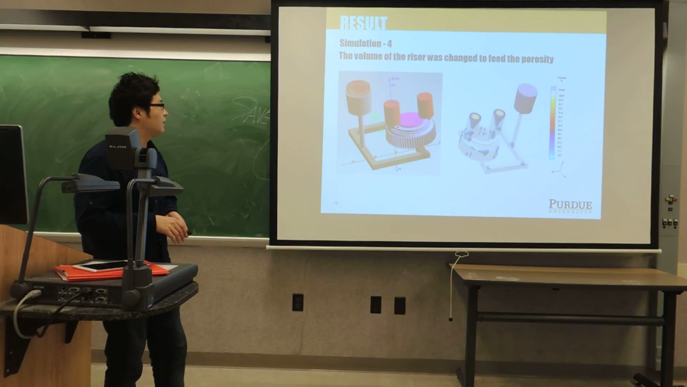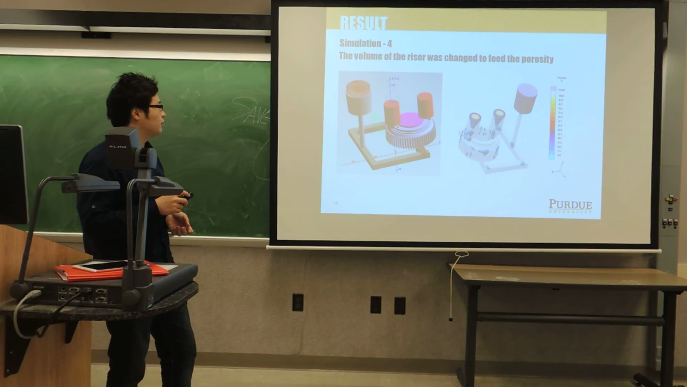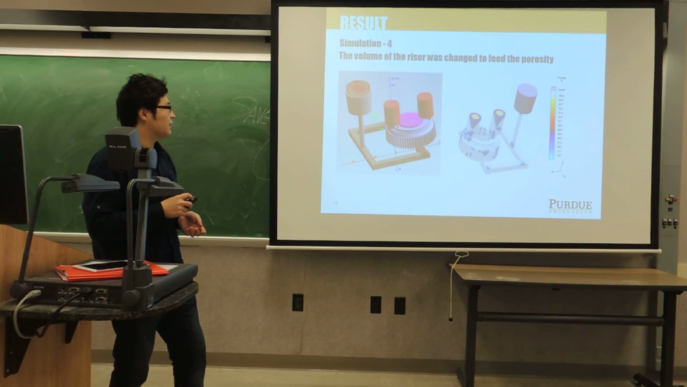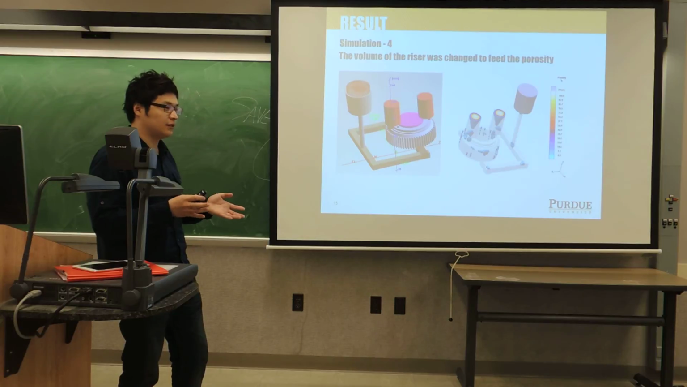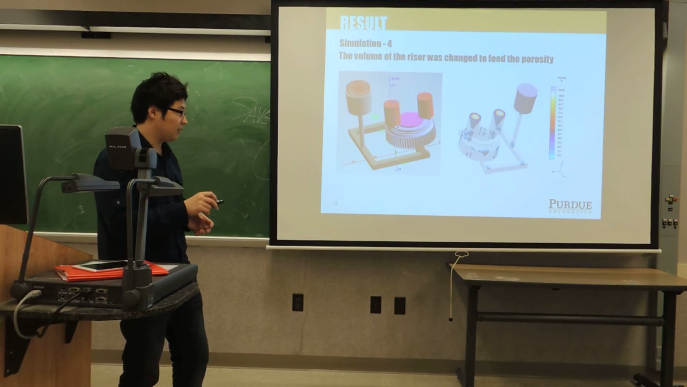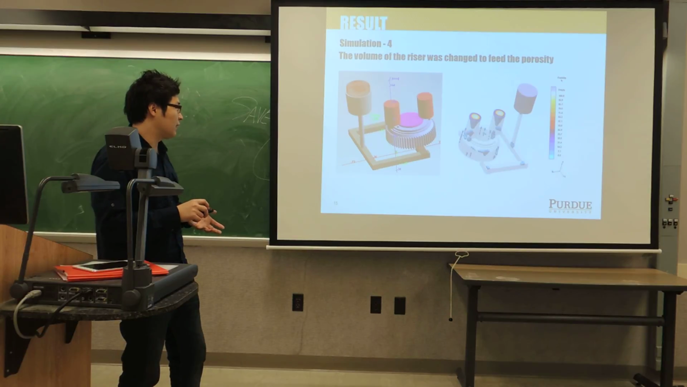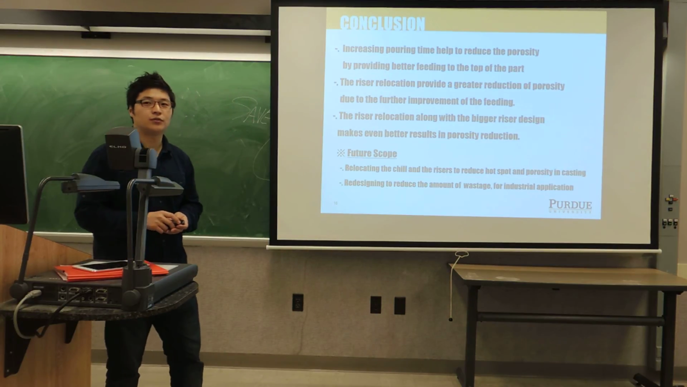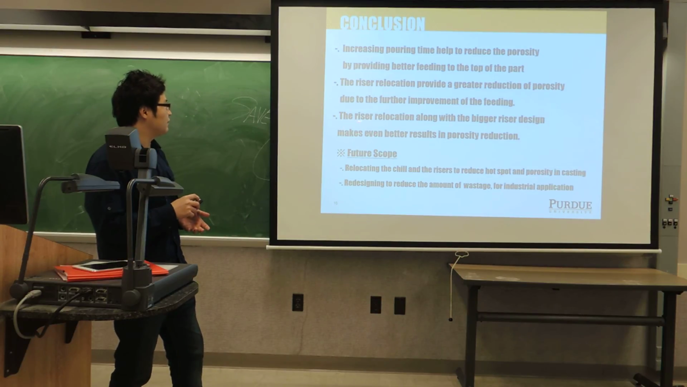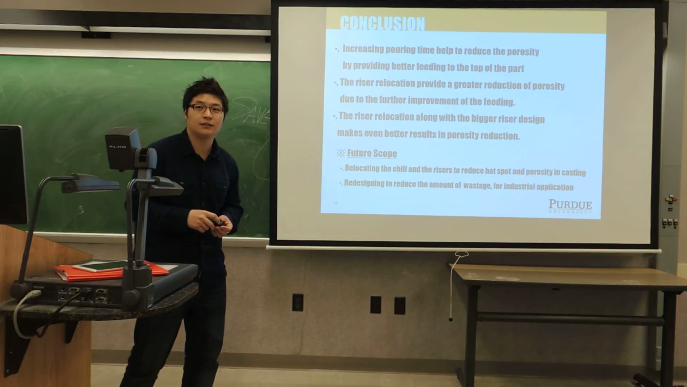So I changed it. This is my final simulation for the metal casting design, and I changed the size of the riser. Compared to simulations 1, 2, and 3, I got an impressive result in reducing porosity, even though there is some porosity in the outer diameter of the gear teeth. According to the results from simulations 1, 2, 3, and 4, this is the main conclusion: the riser relocation, along with the biggest riser design, gives even better results in porosity reduction in my project.